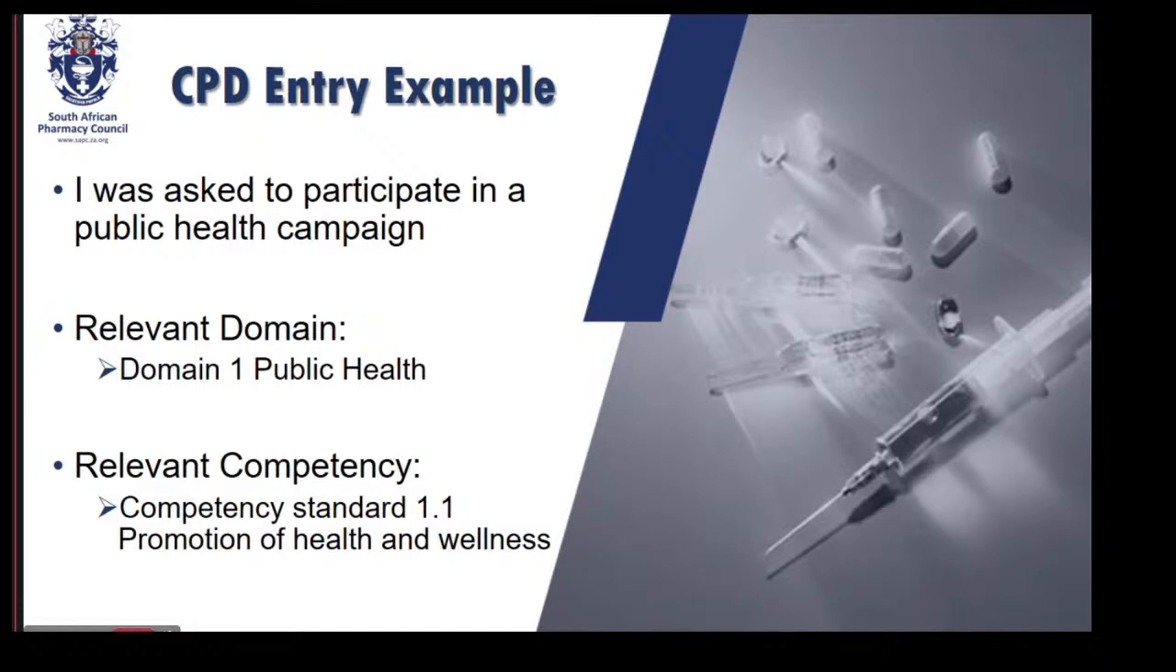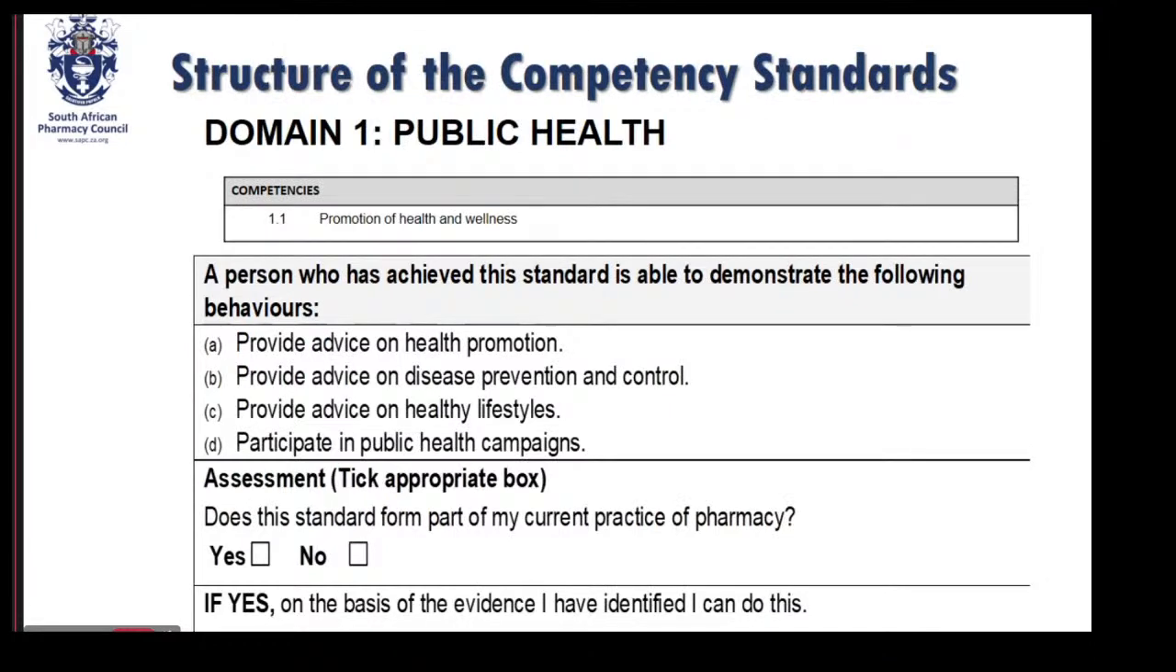So this one is pretty easy. You're asked to participate in a public health campaign. That one's right away, it says, domain one, public health. Step two in the process, it says, choose a competency standard. So you'll go to domain one and you'll read there are 6 different competency standards under domain one. And if you read through them, you will recognize right away that this trigger, this event where you were asked to participate in a public health campaign, it fits perfectly with 1.1, which is labeled the promotion of health and wellness.